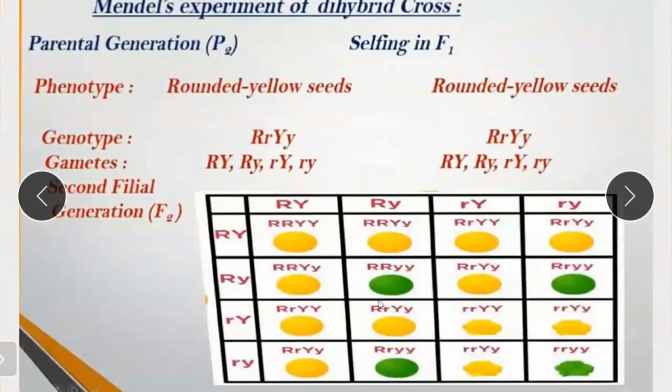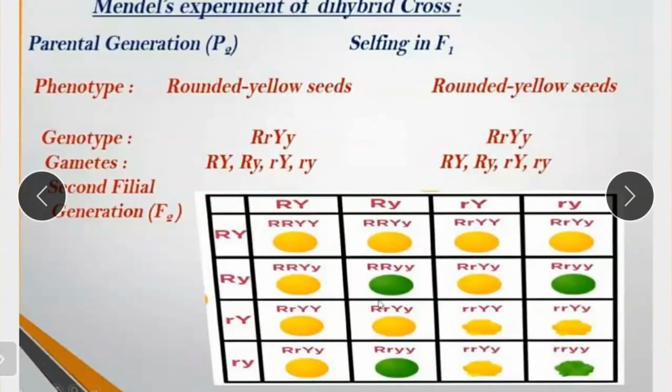When we form a Punnett square, the parental generation, when the self cross was done, what is the phenotype here? Round yellow seeds crossed with round yellow seeds. Then what happens? What is the genotype here? Capital R, small r, capital Y, small y in both. What are the gametes here? 4 gametes we have formed. So, the second filial generation is shown here.